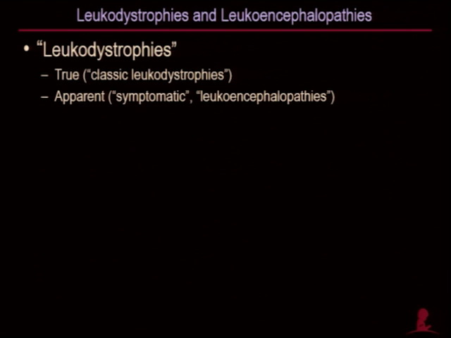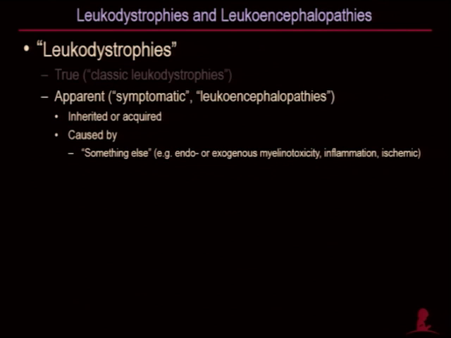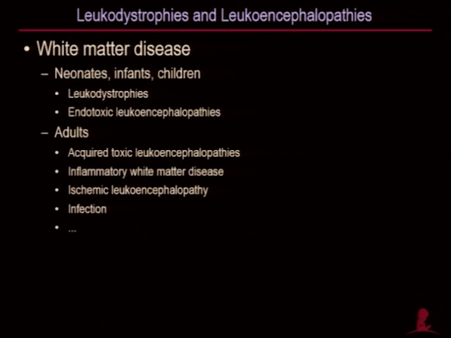Leukodystrophies, I think it's a little bit provocative, I understand, but could be characterized as true leukodystrophies or apparent leukodystrophies, which look like that, but they are not primary problems. And the true leukodystrophies are typically genetically determined. They are caused by dysmyelination or impaired myelin maintenance or homeostasis, whereas the apparent leukodystrophies or leukoencephalopathies may be inherited, but typically oftentimes acquired and caused by something else. I know it's not very scientific, but it can be caused by a lot of other things. And these are probably the conditions that are rightly called leukoencephalopathies.